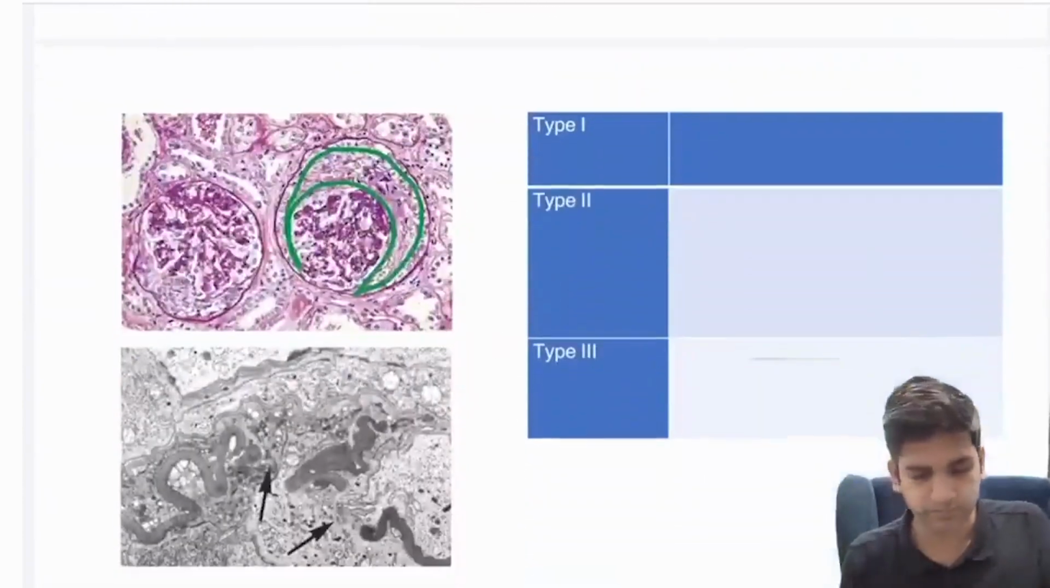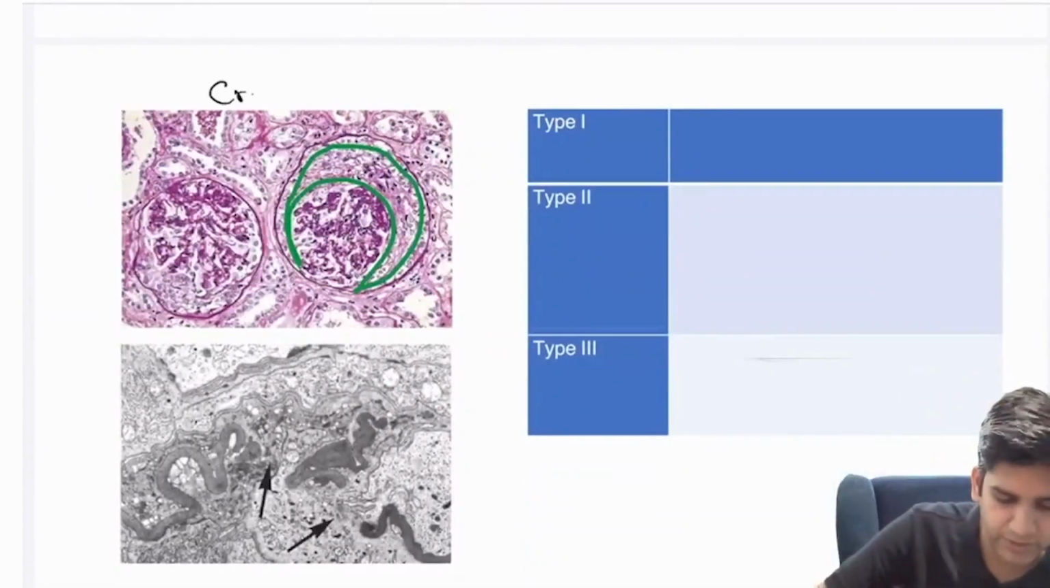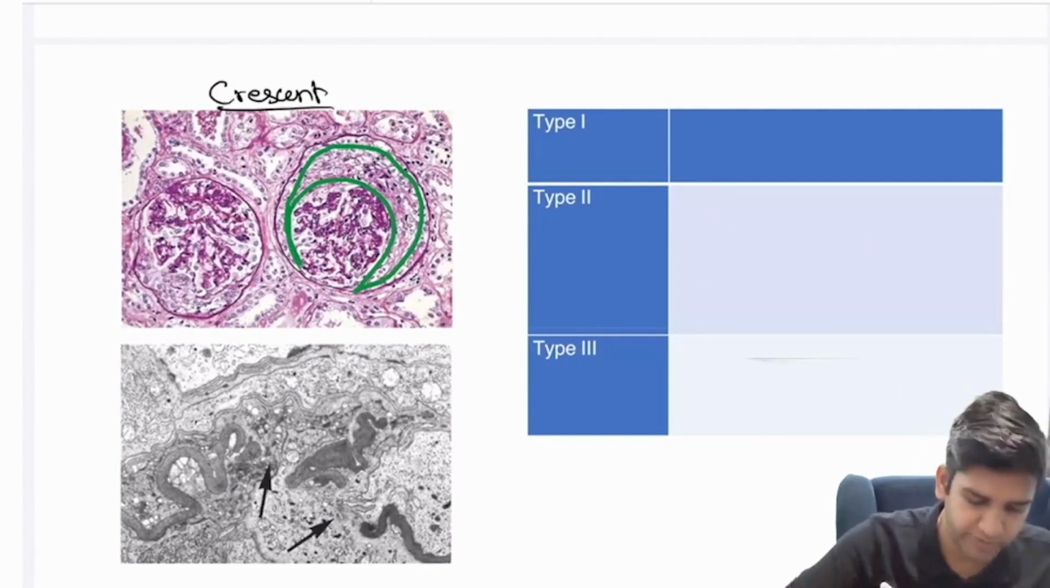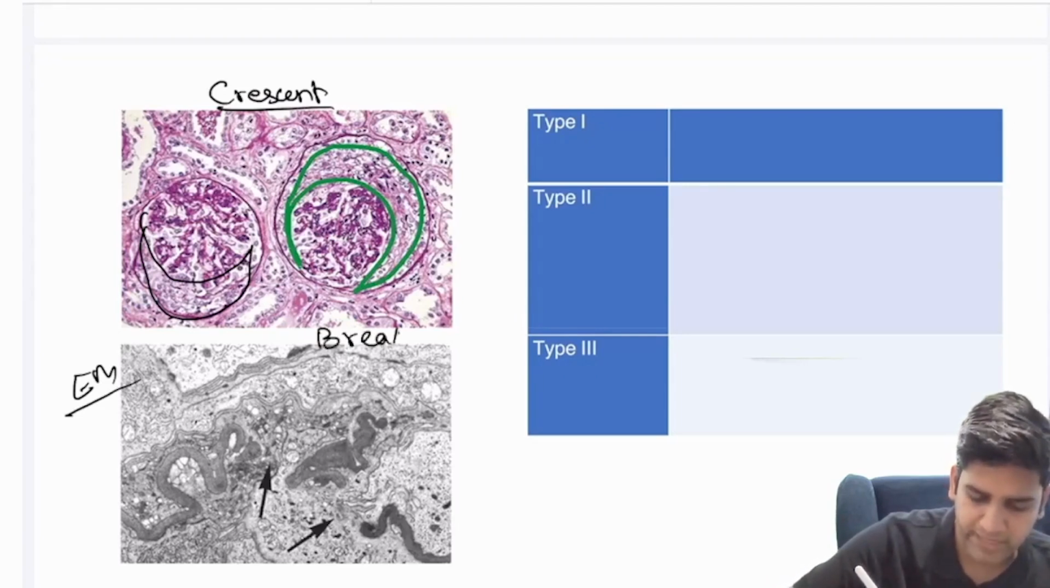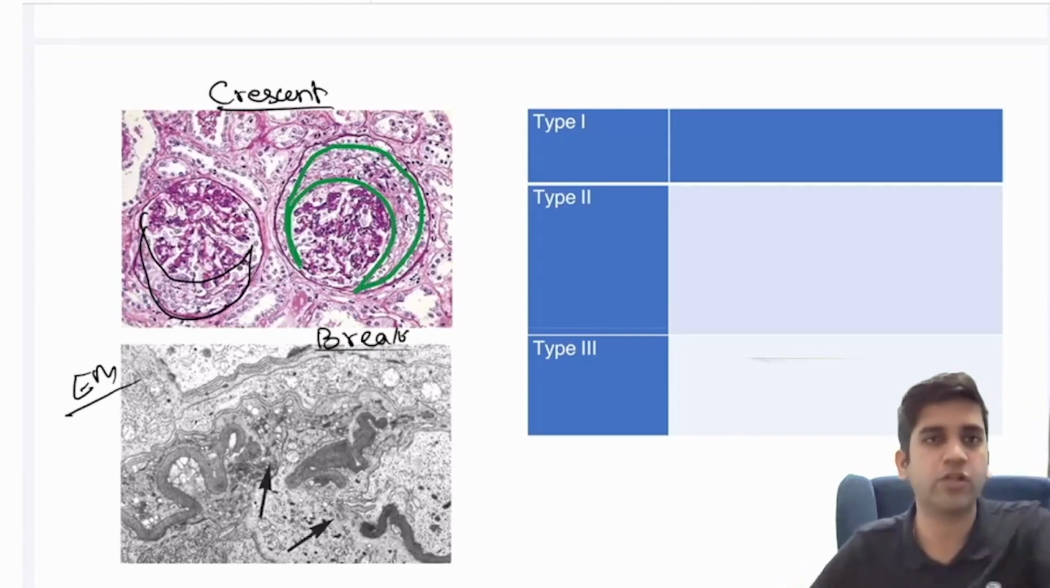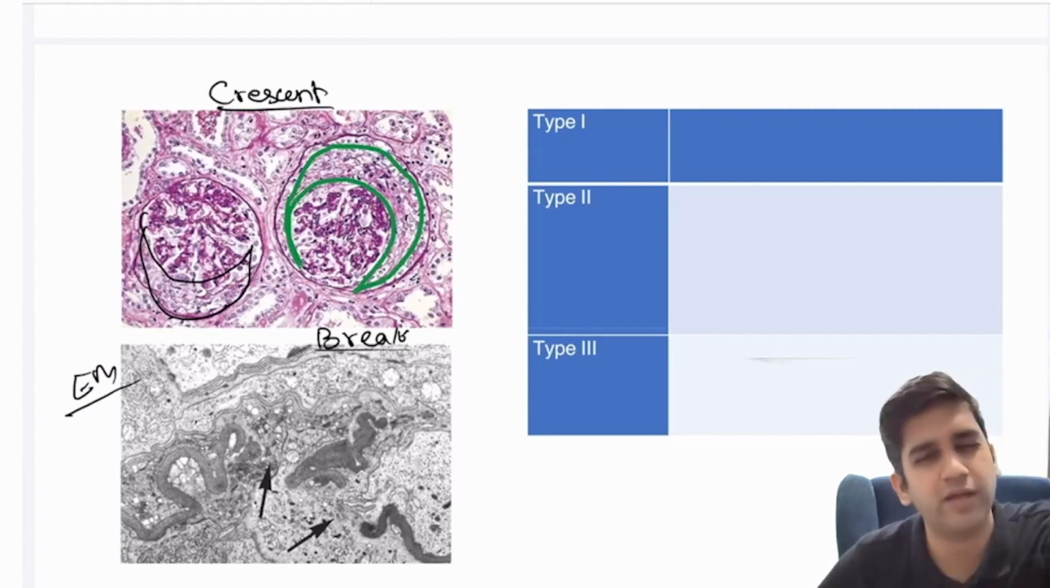Fine. Okay. That's a classical crescent. It's in crescentic glomerulonephritis, a beautiful crescent compressing everything. An electron microscopy of a crescent also has come before. That's a break. You have a break in the basement membrane. That's classical for Goodpasture syndrome. Sorry, Goodpasture syndrome can also have crescentic glomerulonephritis, right?